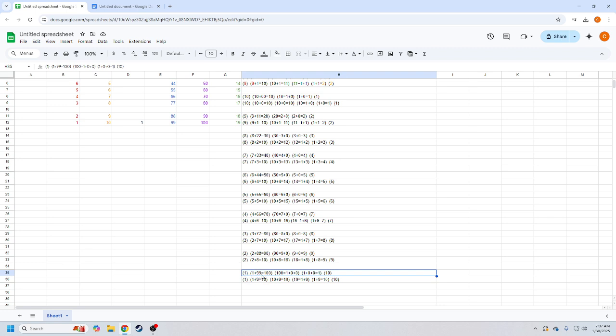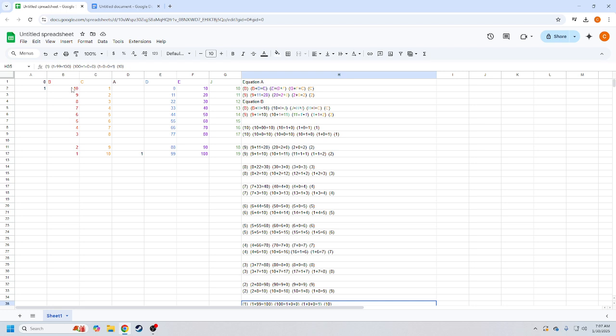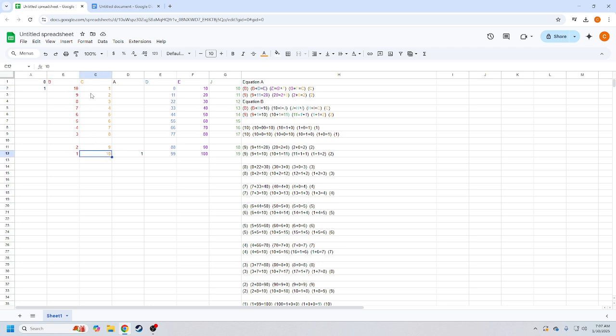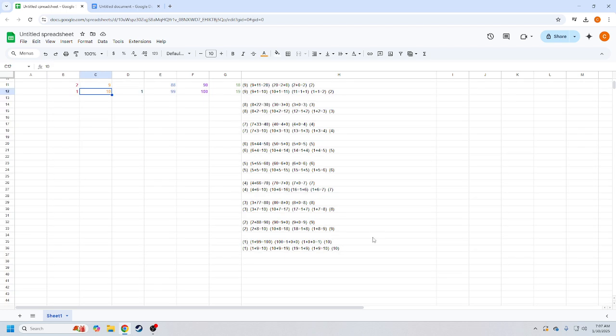1 plus 99 equals 100. 100 becomes 1 plus 0 plus 0, which is 1. Now I'm going to add another 0 so that we can create this strange paradox here. It's a little flaw in the equation, but for the sake of making it appear the way it does, I added another 0 just to make it look correct. So that's equation A.